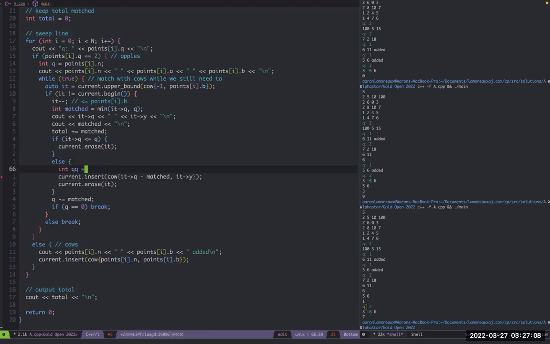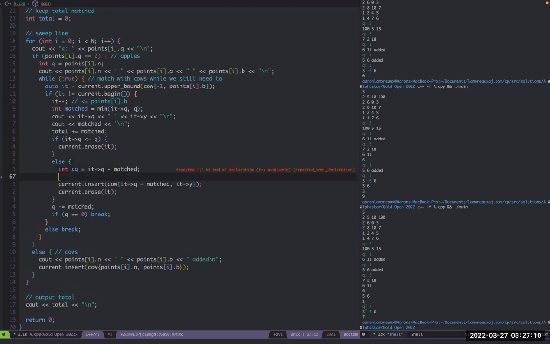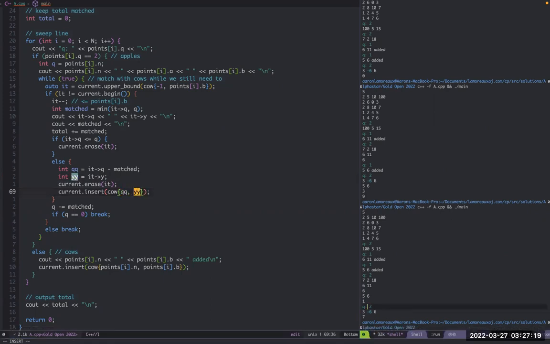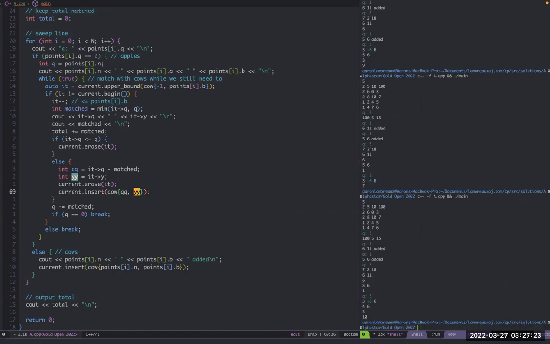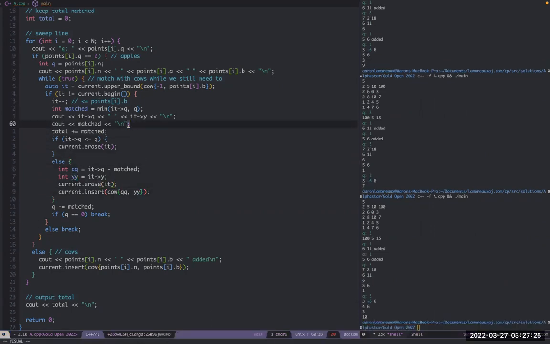We'll store these in temporary variables. Then erase it and then that actually, okay, maybe I should have erased it first. I'm not sure why.